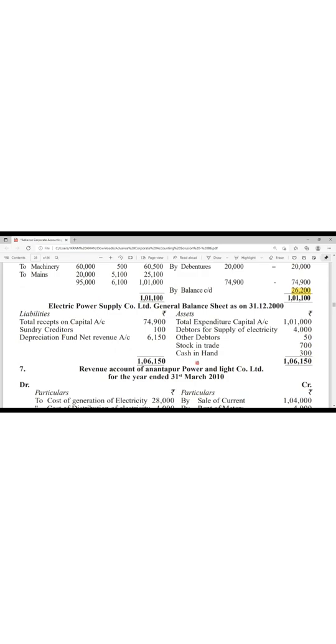Other debtors are 50. Stock in trade is 700 and cash in hand is 300. So these are the current assets and current liabilities given in the question. After totaling it up, it will tally with the general balance sheet, that is 1,06,150 on the liabilities side and 1,06,150 on the asset side.